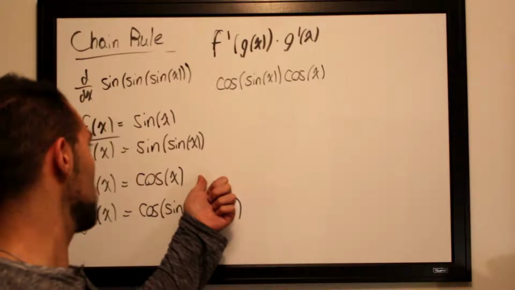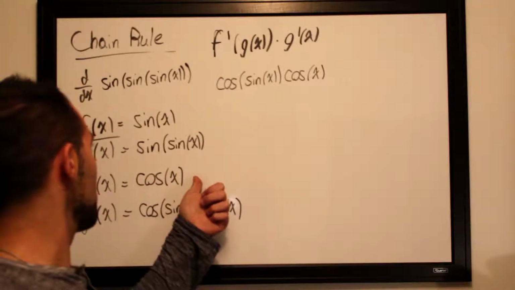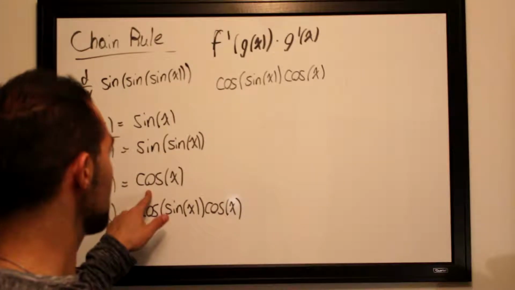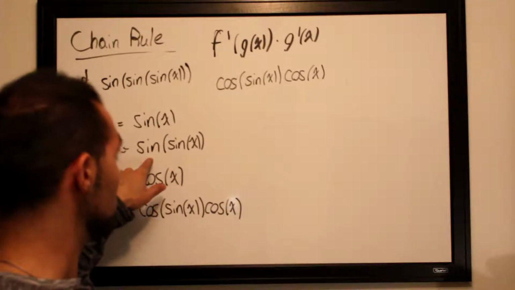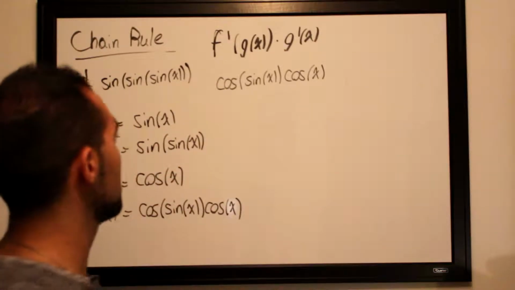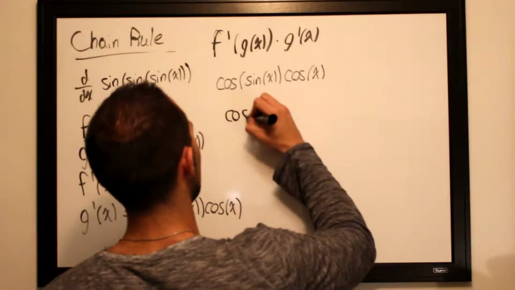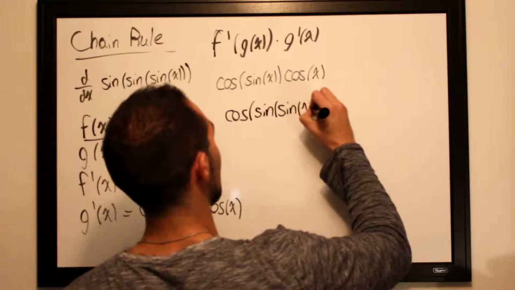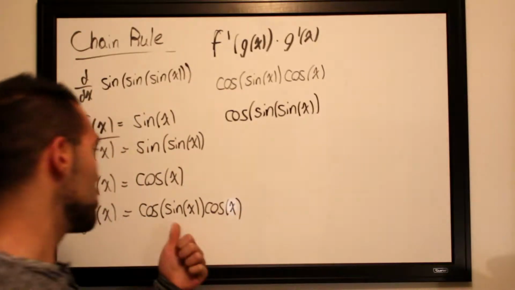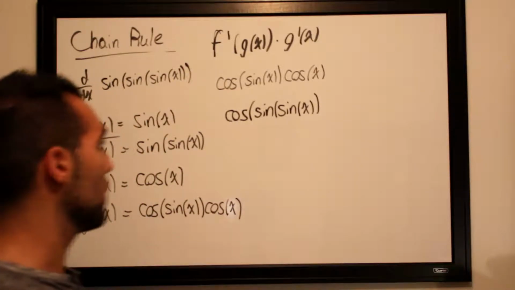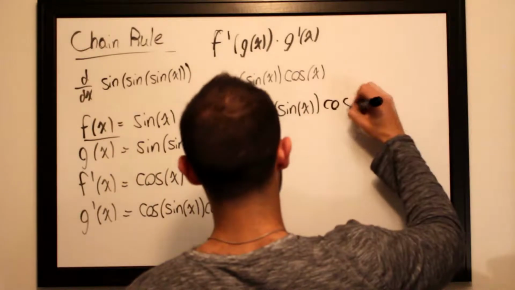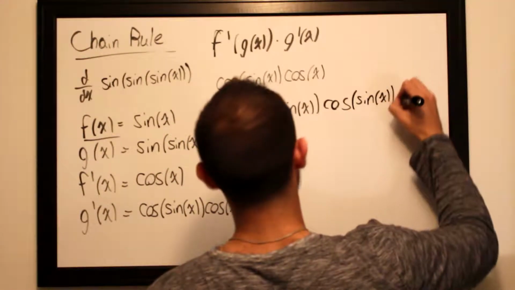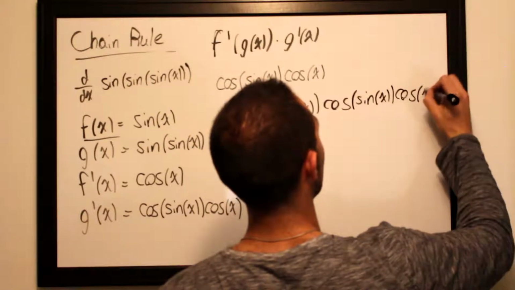So, same procedure as before. We take f prime and we substitute in g wherever we see x. So we have cosine of x. However, wherever we see x, we substitute in sine of x. So we've got cosine of sine of x multiplied by our g prime, which is this right over here. Cosine of sine of x times cosine of x.